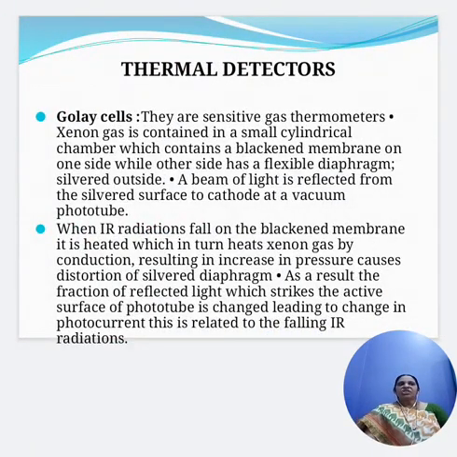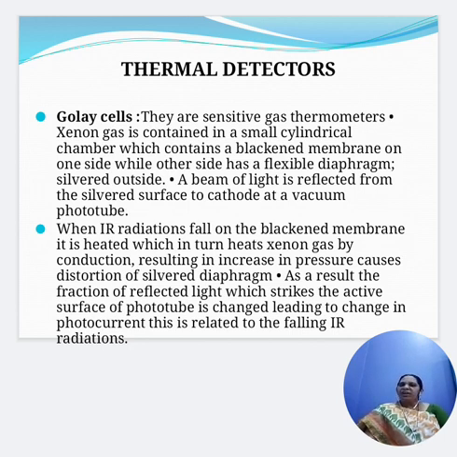The next one is the Golay cell. They are sensitive gas thermometers. Xenon gas is contained in a small cylindrical chamber which has a blackened membrane on one side, while the other side has a flexible diaphragm silvered outside. A beam of light is reflected from the silvered surface to the cathode of a vacuum phototube.